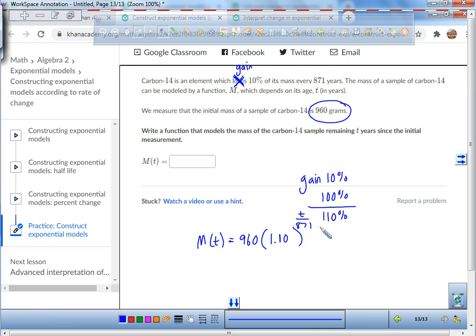Okay, so just be aware of that. If it's gaining a percentage, what do you got to do? You got to add it to 100% and then change that to a decimal to put right there.